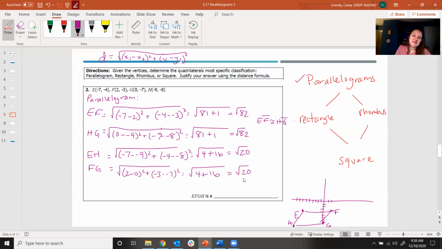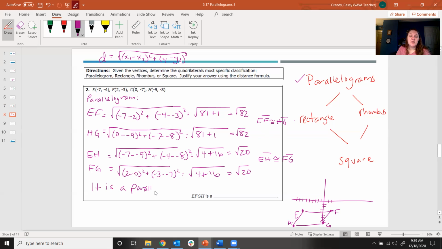And yes, again, I did not simplify these, but it's not asking me for the length. I just want to prove that they're congruent. And the square root of 20 and square root of 20, those are the same. So I can say that EH is congruent to FG. And if it was asking me if this was a parallelogram, I would be done, because I've just proven the opposite sides are congruent, so it is a parallelogram.